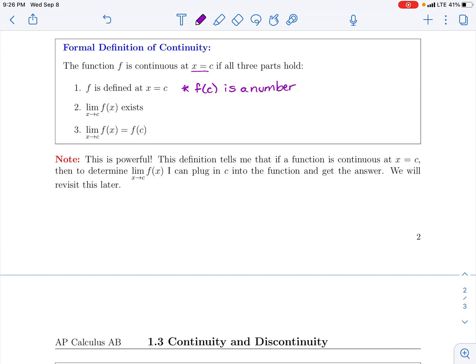So when you're checking the first condition, you want to plug in that value, in this case c, into the function and make sure that you get out a number. If that's the case, then we're good. The function's defined at c. The second part says that the limit as x approaches c of the function has to exist. And for part 3, the limit as x approaches c of f of x has to equal f of c. So whatever number you get out when you check the first condition, that number has to be equal to the limit. And if all three of these conditions hold, then we say the function is continuous.